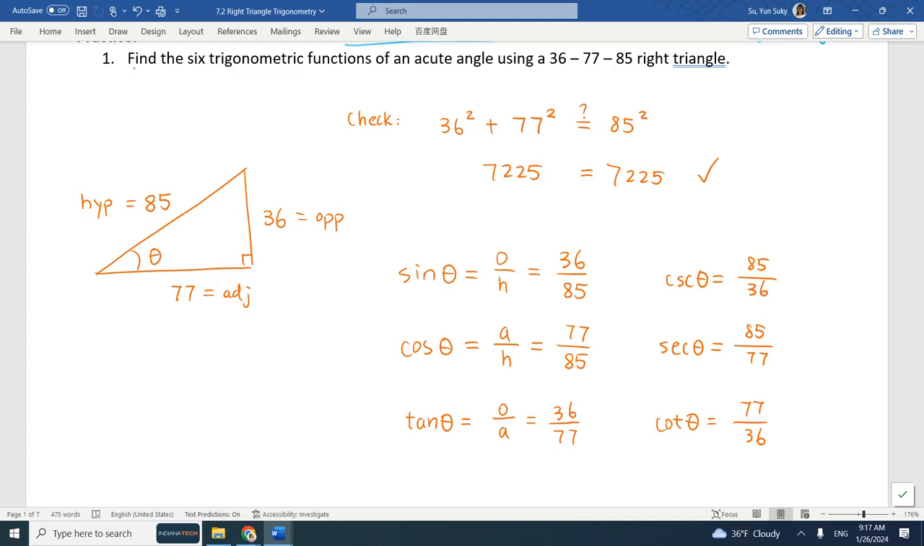So I suggest when you write down the six trig functions, follow the order: sine, cosine, tangent, and then cotangent, secant, cosecant. Okay, so follow this order. Find the first three and then find the reciprocals. Is that clear, everybody? All right.